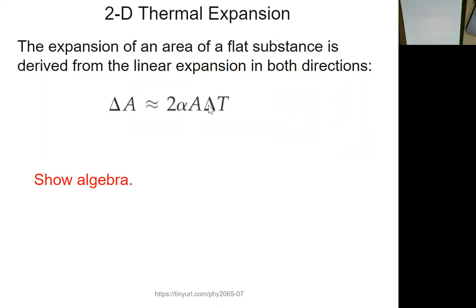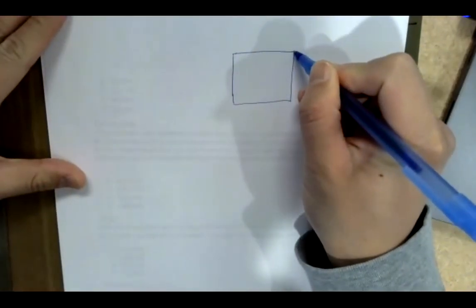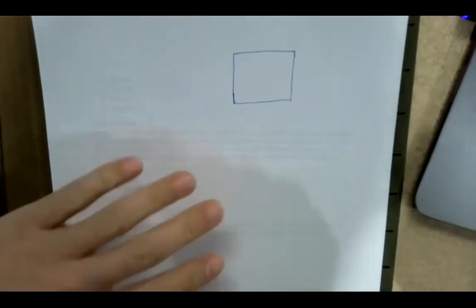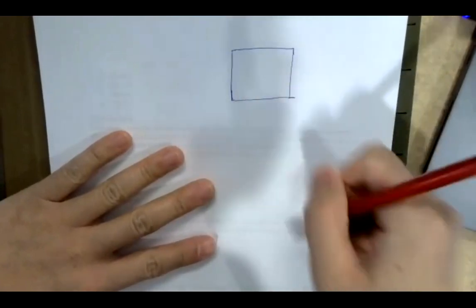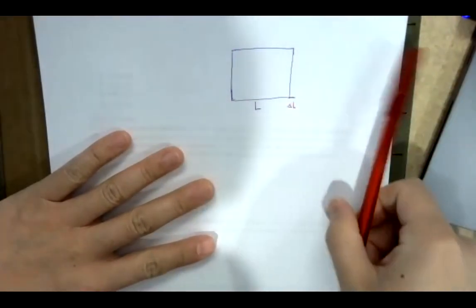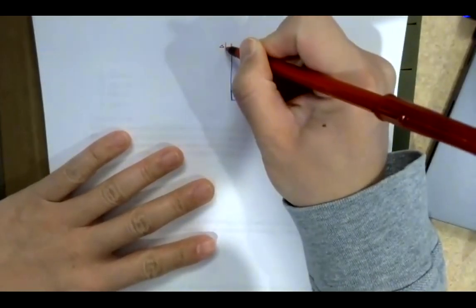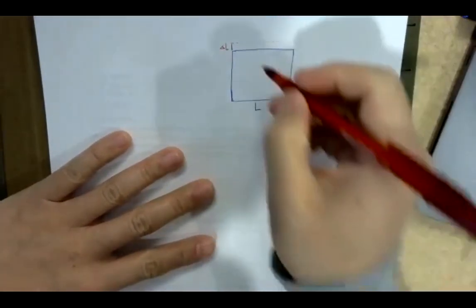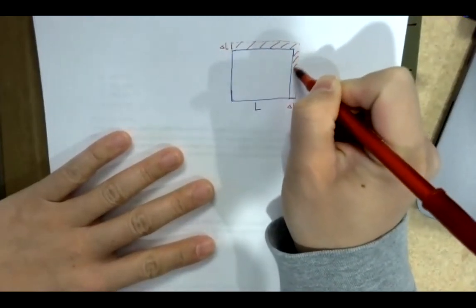We can show this by looking at the example of a square sheet. Say you have a square sheet like this. It's very thin, so we just need to look at its two-dimensional expansion. If you heat it, we know it's going to expand in both directions, right? In the X direction, if this is L, then the expansion will be delta L. And also in the Y direction it will be expanded by delta L too. So this will be your new square, a square of L plus delta L. This will be your increase in area.